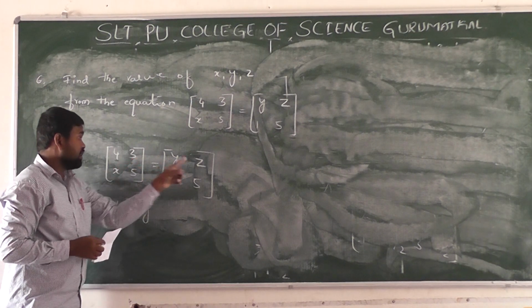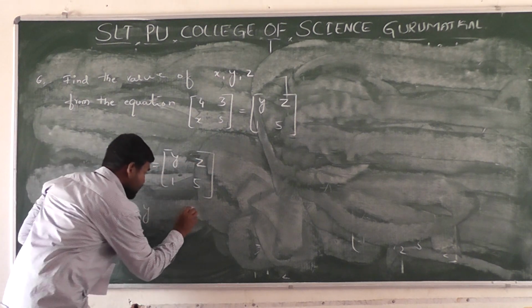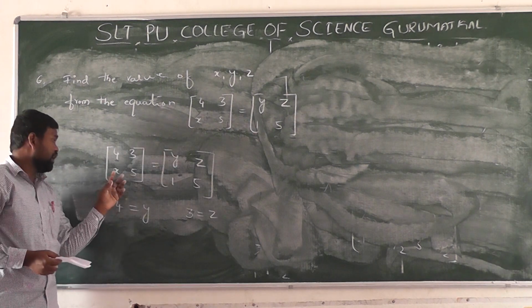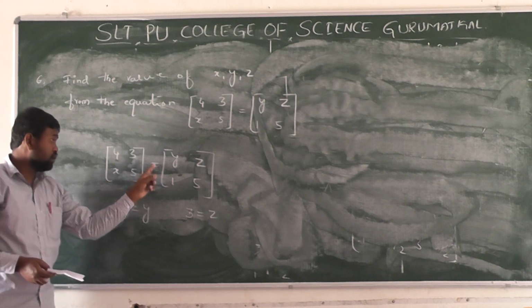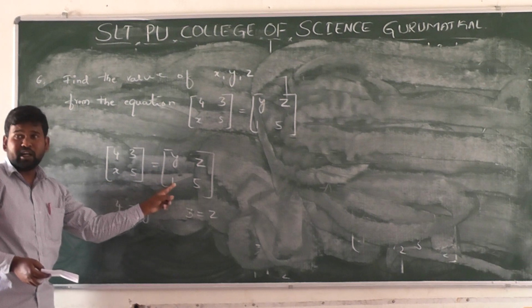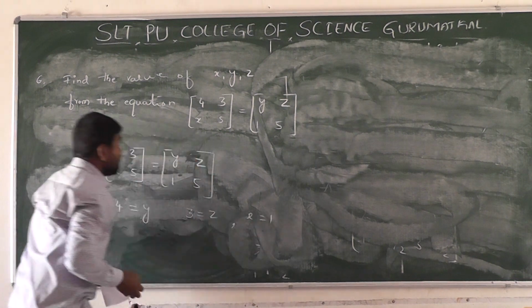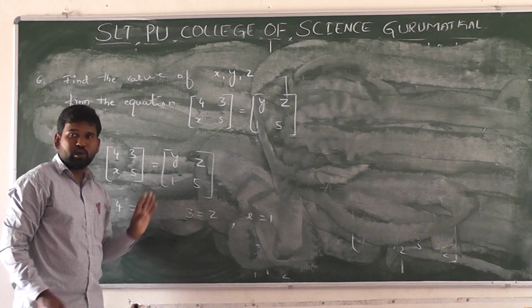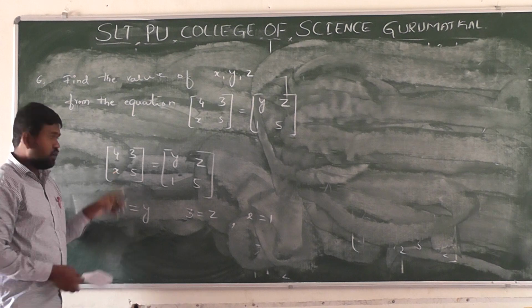Next, z. What is the corresponding element of z here? 3. Then 3 is equal to z, or z is equal to 3. And next, what is the corresponding element of second row first column element here? x. Here x is equal to the corresponding element of the second matrix, what is it here? 1. x is equal to 1. These are the values: x is equal to 1, y is equal to 4, and z is equal to 3. Suppose we substitute 1 in place of x. Suppose check it.